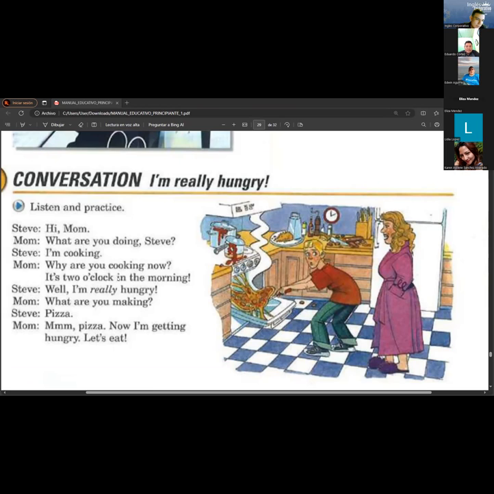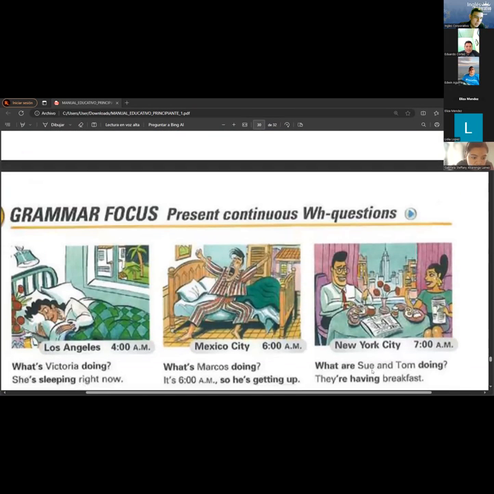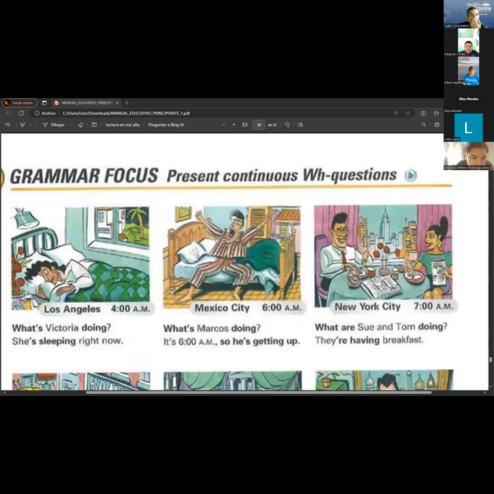¿Qué dijimos que significaba let's? Vamos a comer. Ok, bueno, también vimos un poco el present continuous WH question.